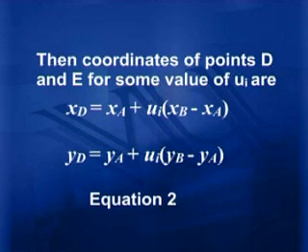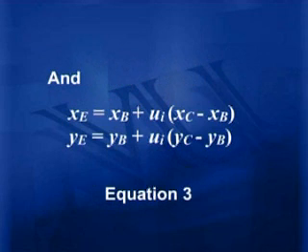For the point D, let's mark it as equations 2. And similarly for E, we'll say that xe equals xb plus ui times xc minus xb. And for ye, we say ye is equal to yb plus ui times yc minus yb. Let this be marked as equation number 3. Please note the order in which these coordinates are appearing. We have maintained a consistent order in both the sets of equations 2 and equations 3.